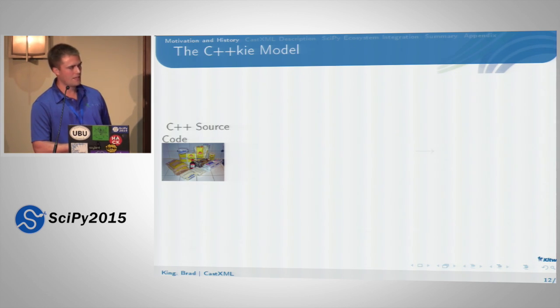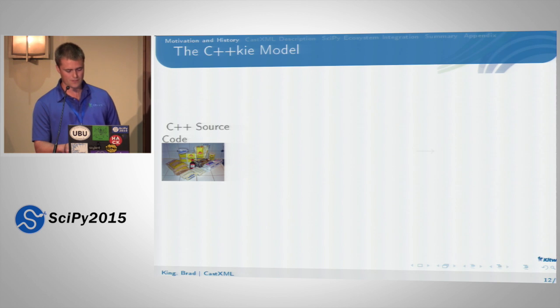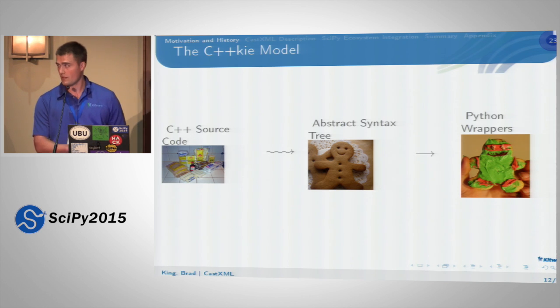So to get an idea of what's happening, here we'll use a little metaphor on baking cookies, which is fun, which I like to do. The metaphor is you're starting off with the C++ code, your ingredients, and as part of the step of baking the cookies, you process the ingredients so that you can make the abstract syntax tree, which you either compile down to machine code or wrap, put nice, delicious frosting on it, so you can use it from Python.